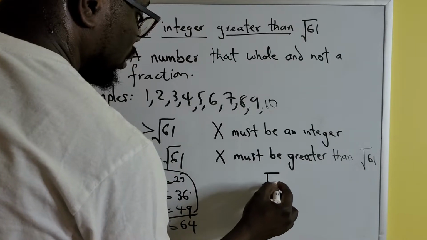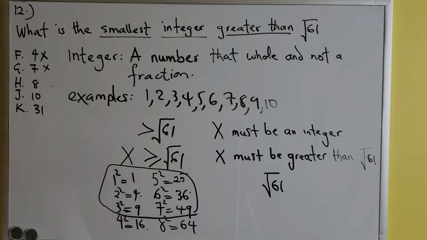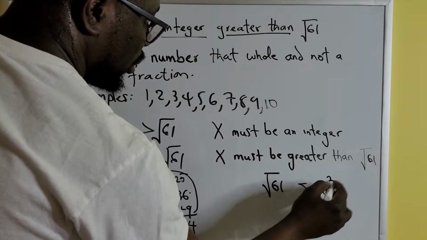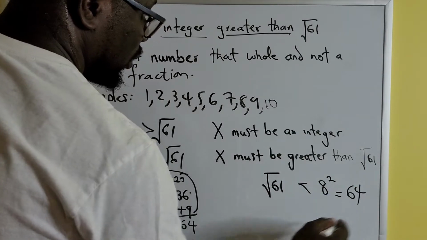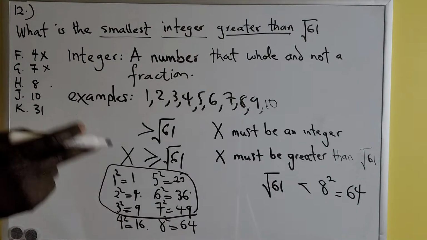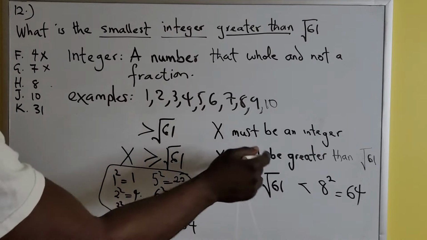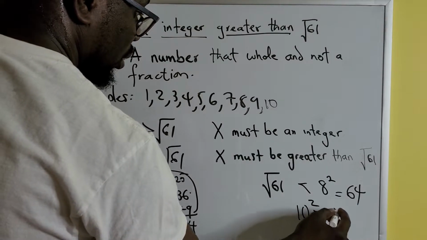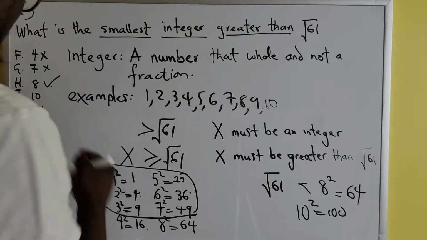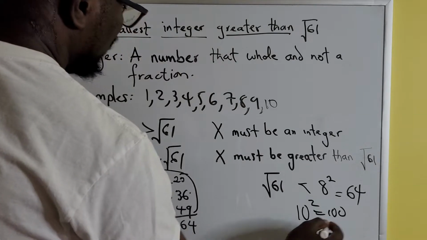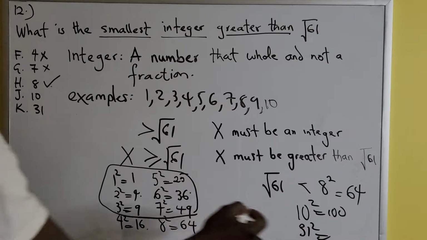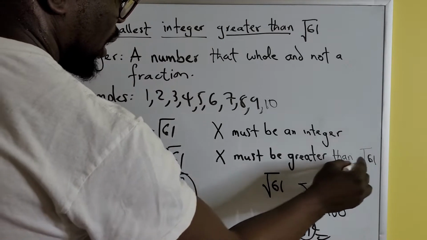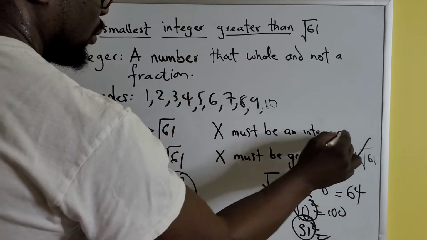The square root of 61 is what? At the minimum, the square root of 61 is going to be less than the square root of 64, because 8 squared is 64. So definitely the smallest number that is whole and also greater than the square root of 61 is going to be 8. Because 10 squared is 100, which is also greater than 61, and 31 squared is definitely going to be way greater than 10 squared. So it's whole, but it's not the smallest number. This right here is greater than the square root of 61, but it is not the smallest number.